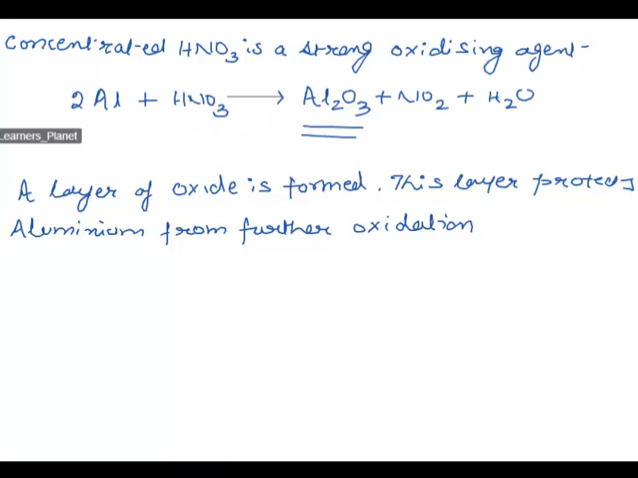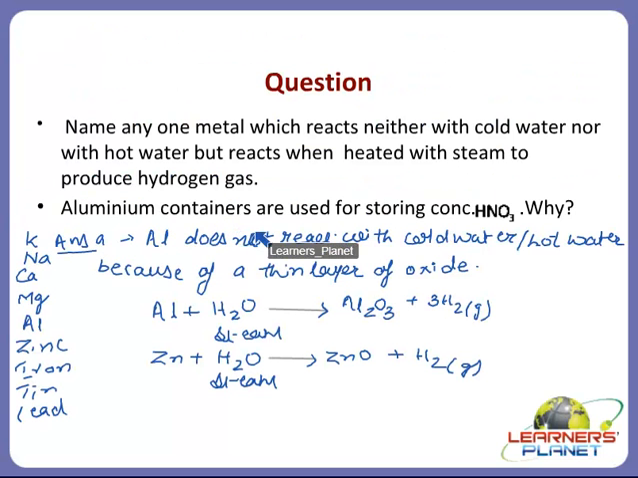Because once aluminium gets oxidized, what it forms is aluminium oxide. And this aluminium oxide forms a layer over that aluminium, and this layer protects aluminium from further oxidation. So the answer of our question is that aluminium reacts with concentrated nitric acid forming aluminium oxide. And this aluminium oxide forms a layer over the aluminium metal, thus protecting it from further oxidation.